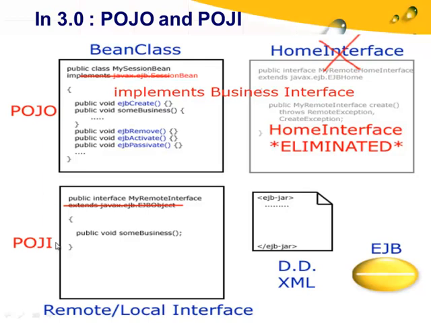The word is again the same, plain old Java interface. It's just a plain interface that you are writing. So that is what they said. They said you just create a plain or ordinary Java object and interface. The rest we will take care of.